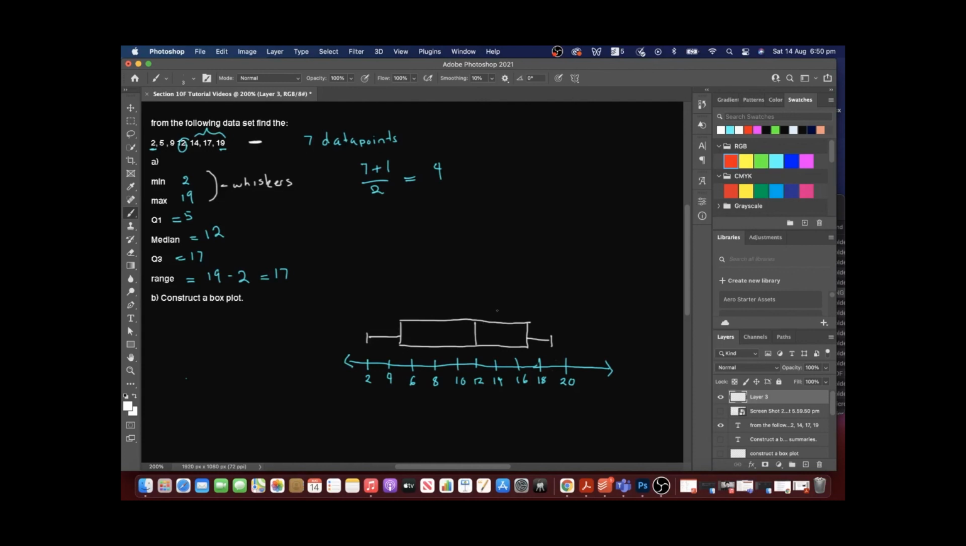So yeah, that's how you answer that question. And we'll look at some more stuff to do with box and whisker plots in the next question.